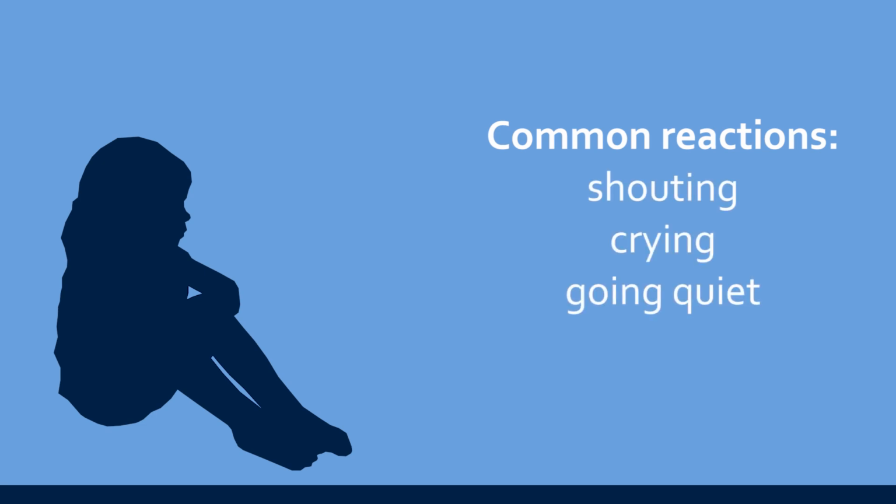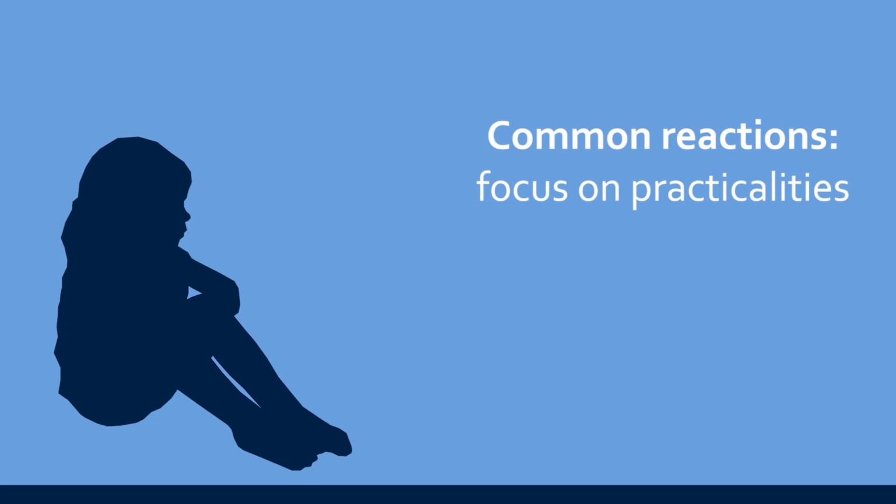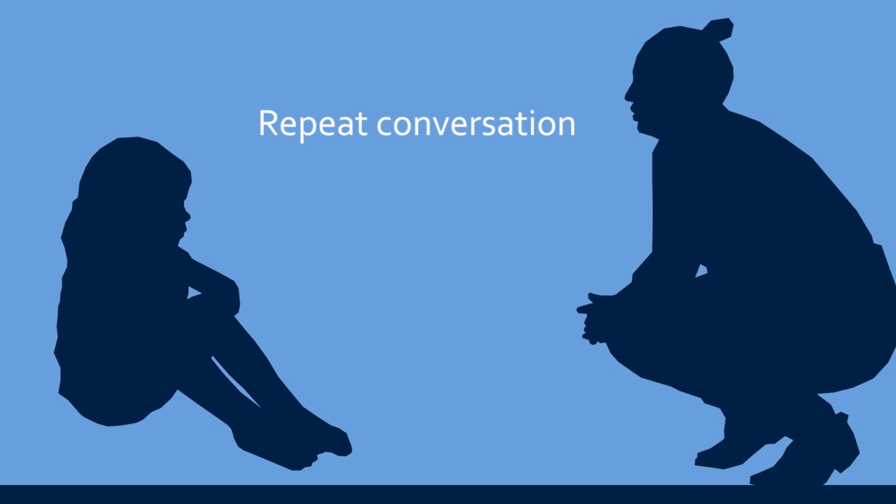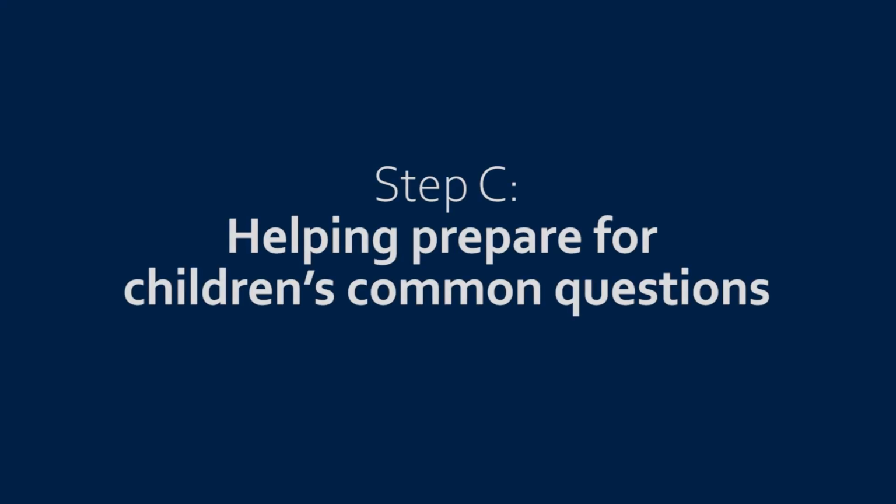Help them think about what reactions to expect. Shouting, crying, or going quiet are all common. Younger children might focus on practicalities or not show any reaction at all. They may need to repeat the conversation several times. This is normal. Reassure the relative that it's okay to share their feelings with children, but best not to overshare extreme emotions. Step C. Preparing for common questions.